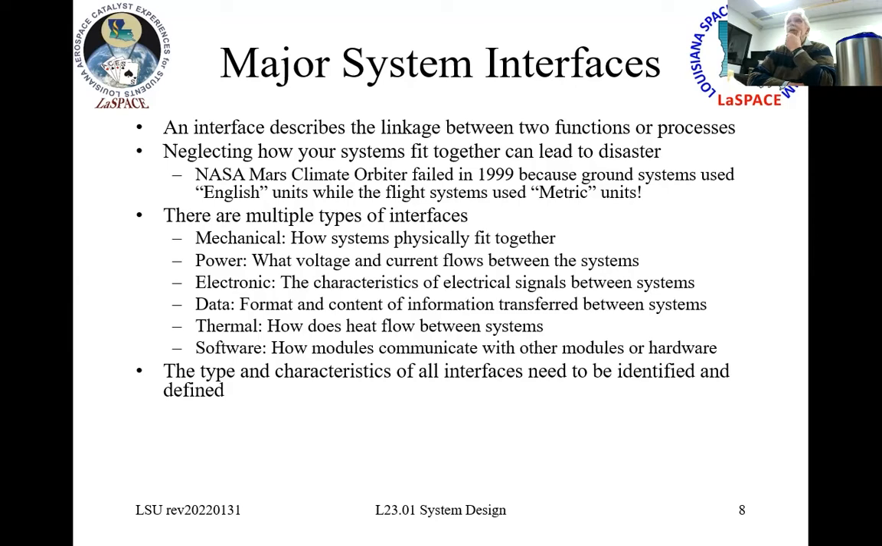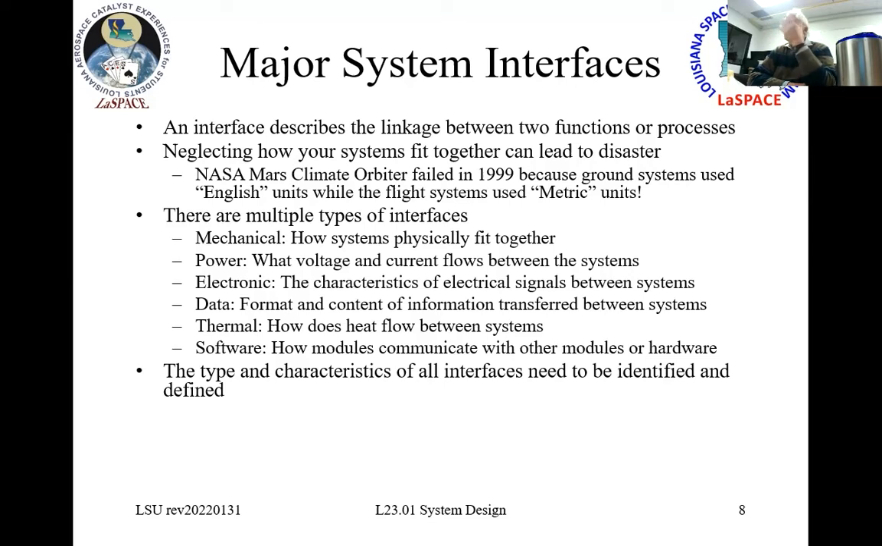Are you going to be using ASCII characters in your data? Are you going to be using compressed binary? You're going to have delimiters in that data. So you need to understand what that interface is going to be. Your flight and ground system are going to have to communicate with the data interface.